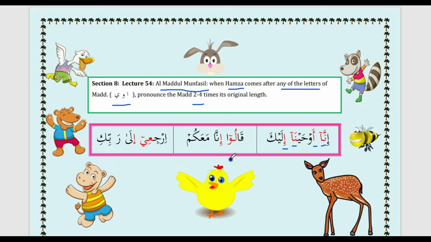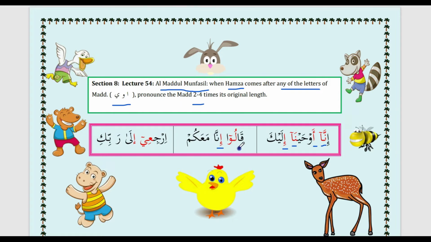Okay? Here we have Waw, and here we have Hamza. And we recite this as قالوا إنا معكم, or we can say قالوا إنا معكم 2 to 4 times its original length.